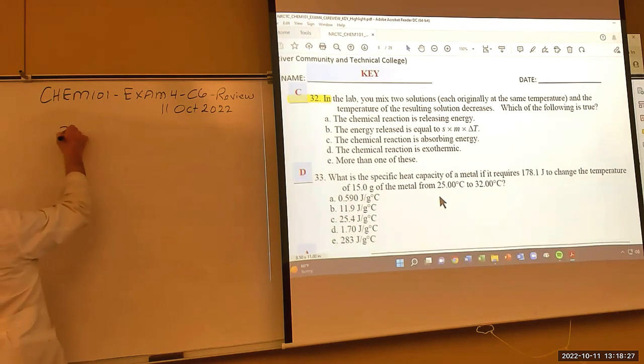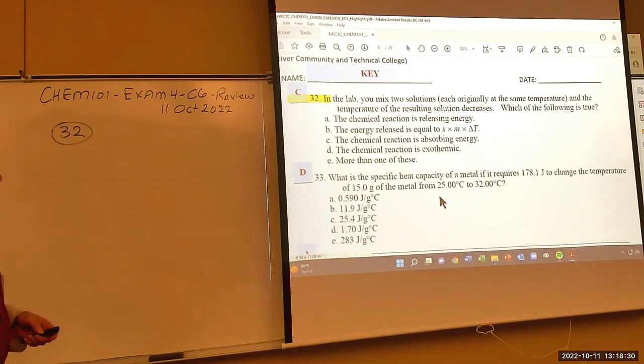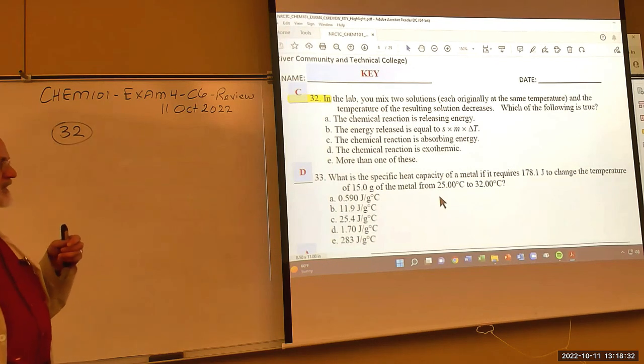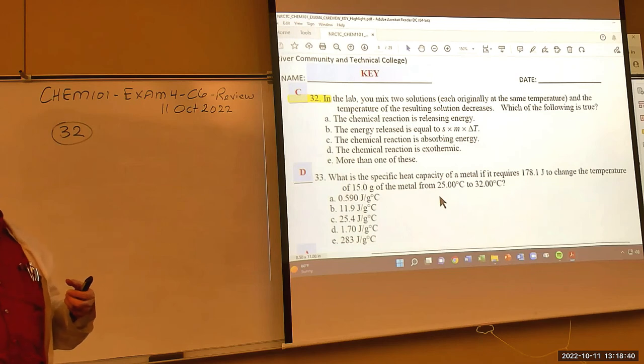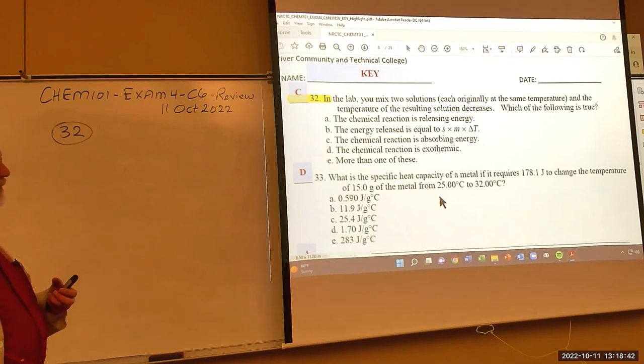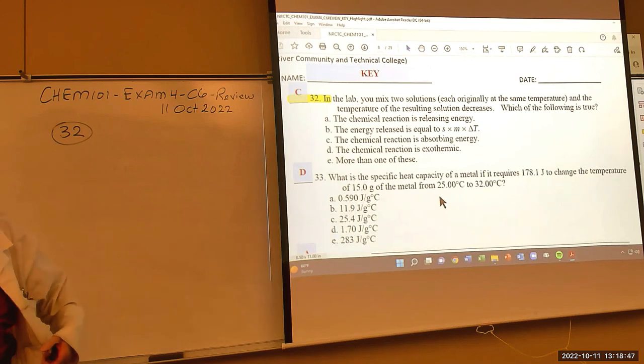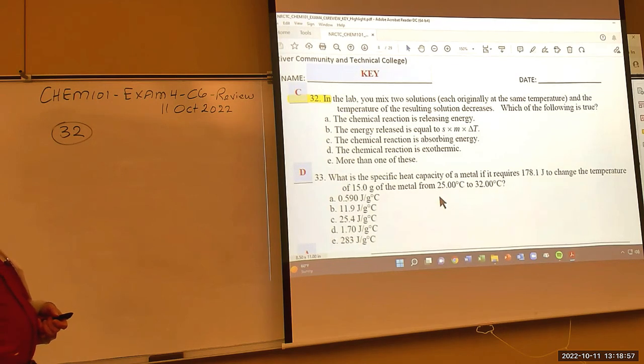32. In the lab, you mix two solutions, each originally at the same temperature, and the temperature of the resulting solution decreases. Which of the following is true? The chemical reaction is releasing energy. Does that make any sense? The temperature decreases, it has to be absorbing energy. The energy released is equal to S n delta T. You can't tell. There's not enough information there to tell that.